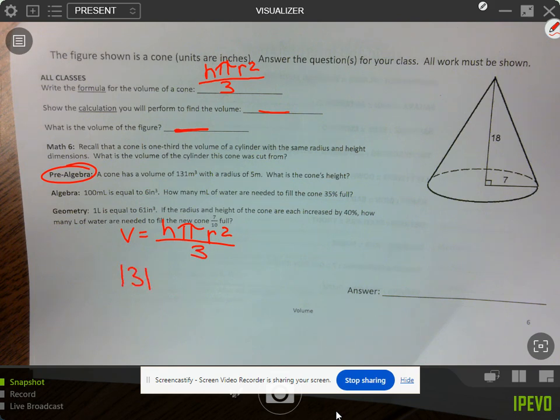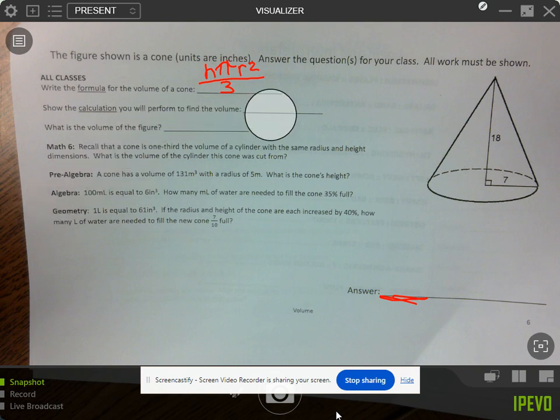We're going to put in the information we know. The volume is 131. We don't know the height. We do know pi. We do know our radius squared divided by 3. We do our opposite operations to get height by itself. So if we're dividing by 3, we're going to multiply by 3 on both sides. If we're multiplying by pi, if we're multiplying by 5 squared, we're going to divide both sides by it to get the h by itself. So do your opposite operations one at a time to get your answer. And that answer will go right here.